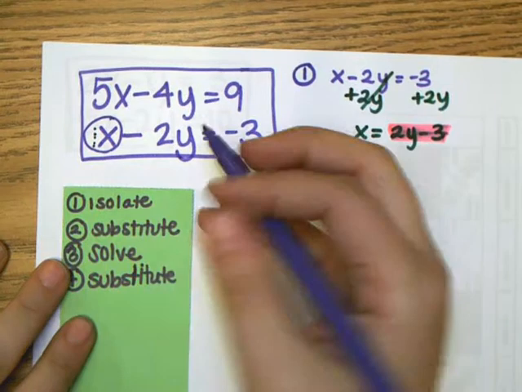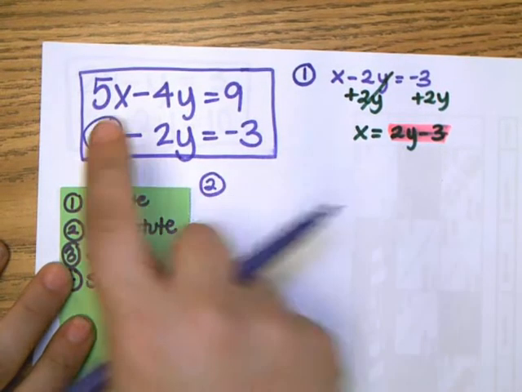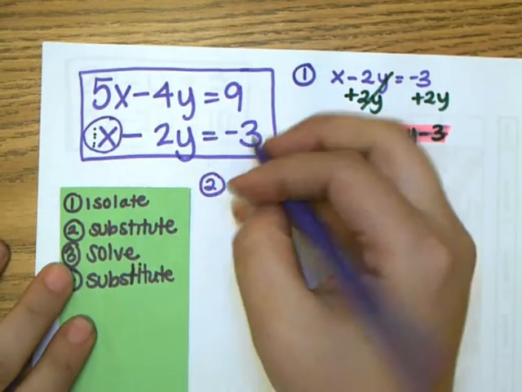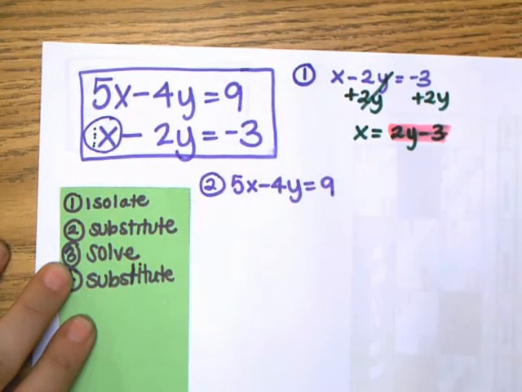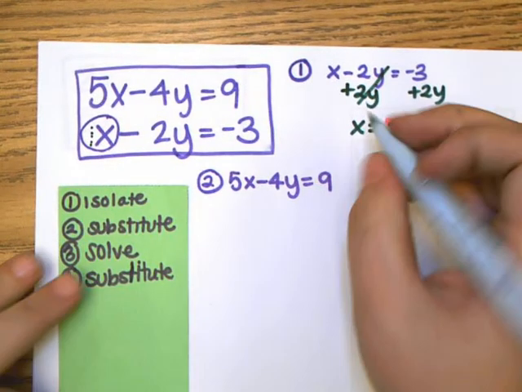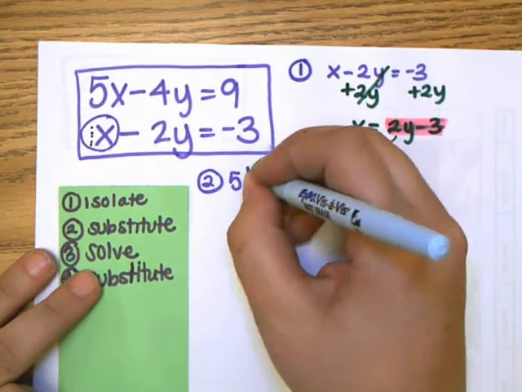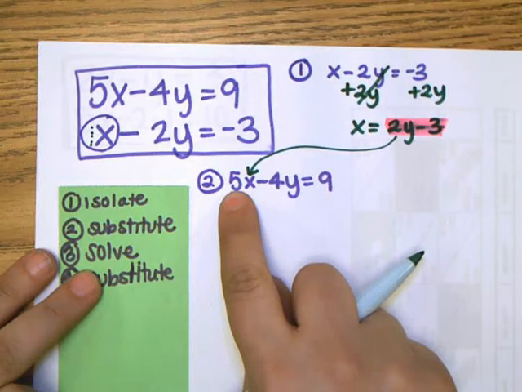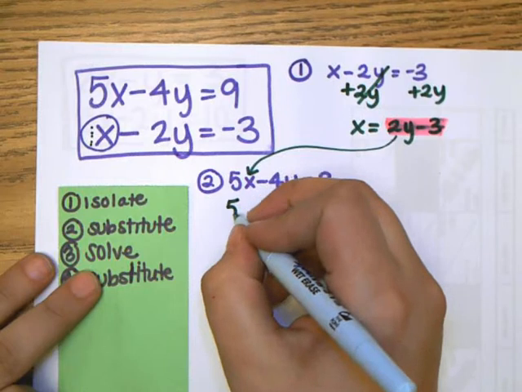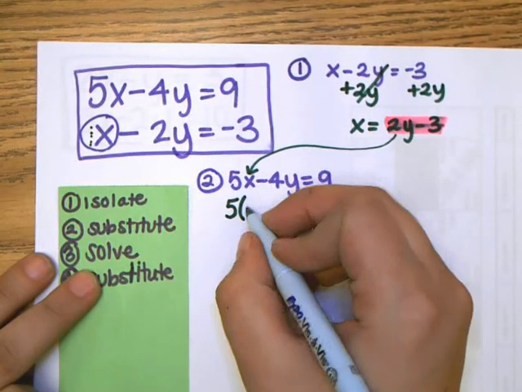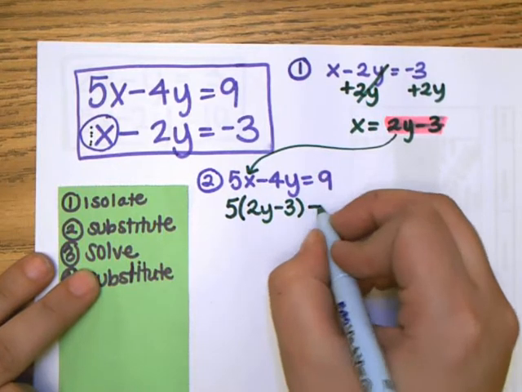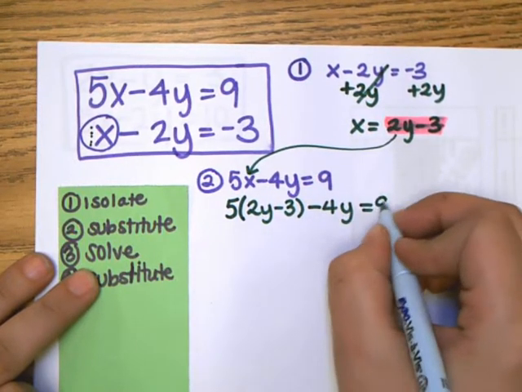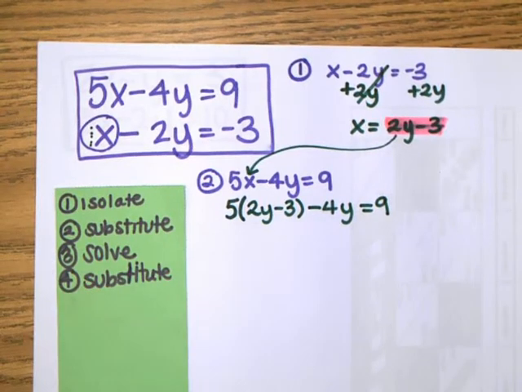So step 2 is to take the other equation and take the x out and plug this right on in for x. Since there's a number, a coefficient in front of the x, I am going to need to plug it in with parentheses, and then I'm going to plug in the 2y minus 3. And then minus 4y equals 9.